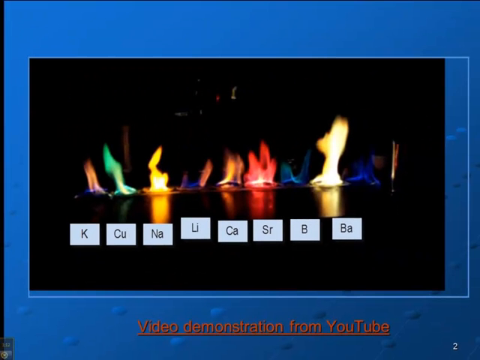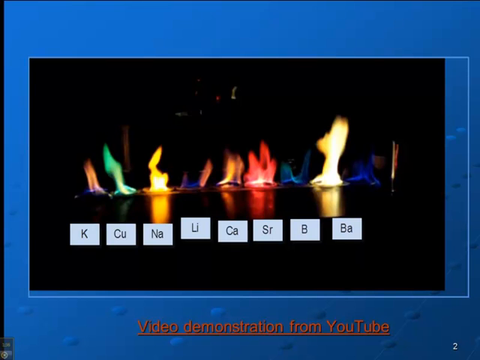This is that demonstration as they burn, and what you see is each of those plates contains different metal salts. The first one being barium, and then the second boron, strontium, calcium, lithium, sodium, copper, and potassium. And what I want you to focus on is that there are different colors that are coming from each of these.